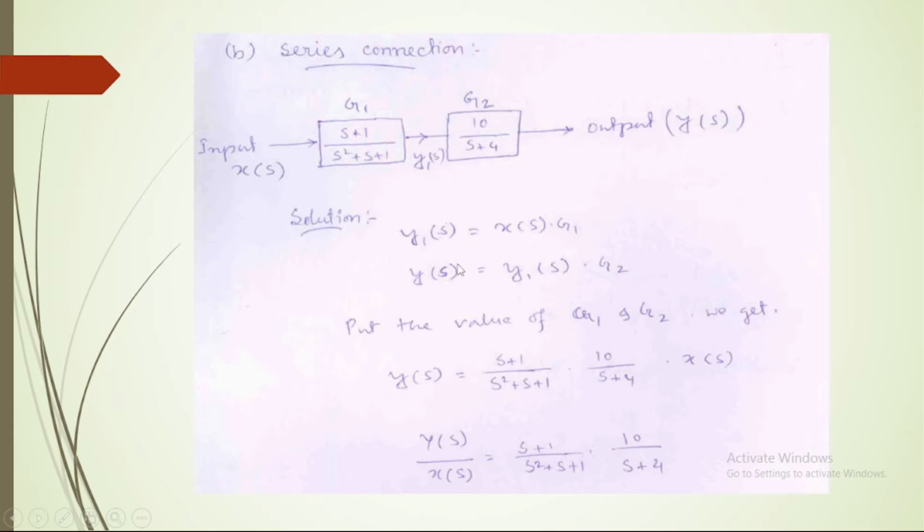So solve this theoretically and then find the transfer function of this system. Here is the final transfer function of the given system. For series, you just multiply the two blocks Z1 and Z2, whatever values they have.